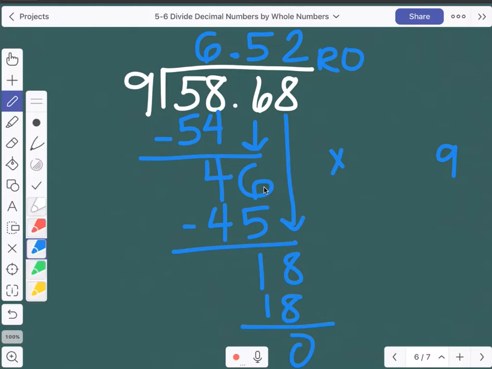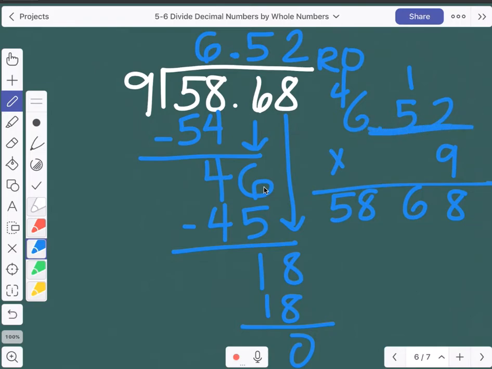So I'm going to multiply my quotient by my divisor. So 18, 45, 46, 54, 55, 56, 57, 58. So it's 2 place values out, so it has to go 2 place values in. So my answer is 58 and 68 hundredths, and that matches my initial dividend. So I know I've done it right.